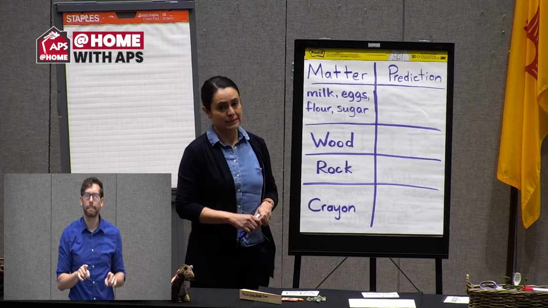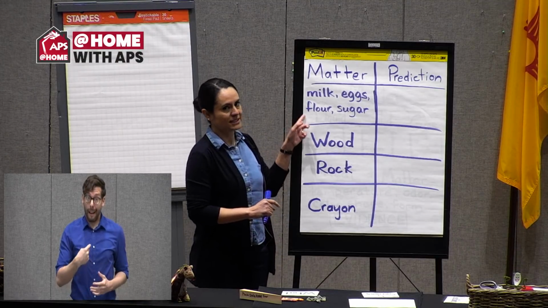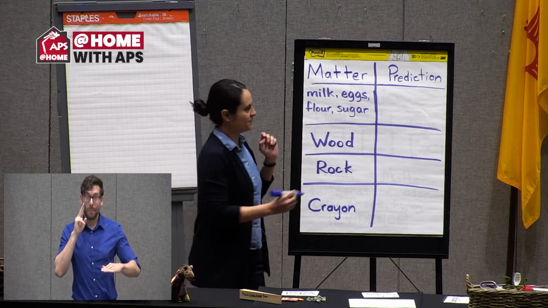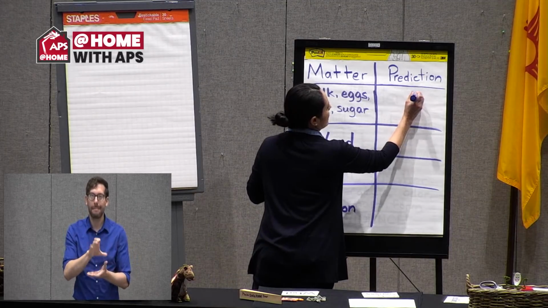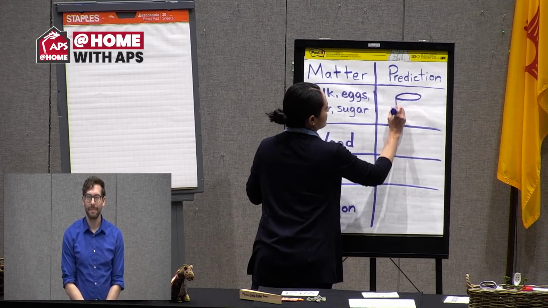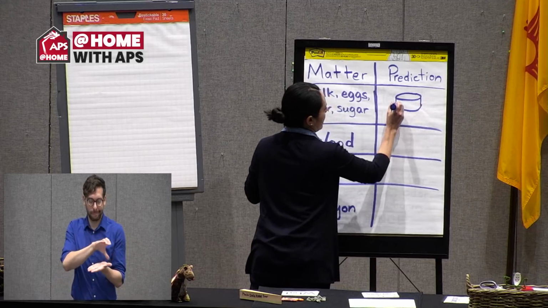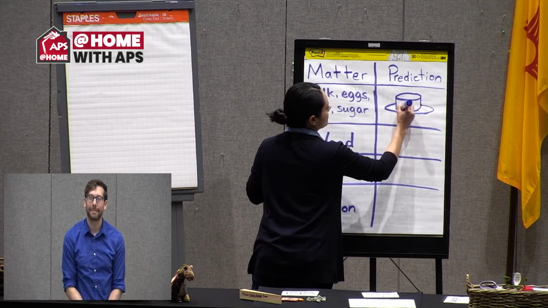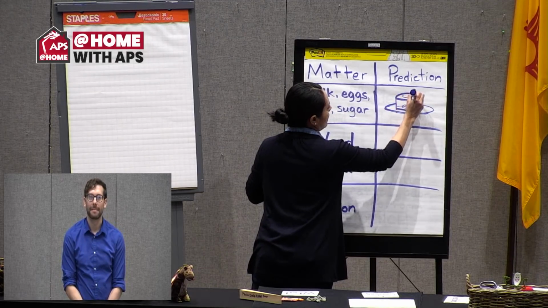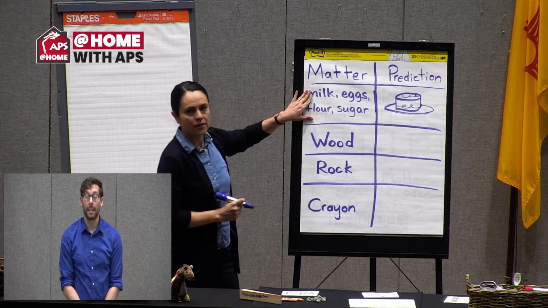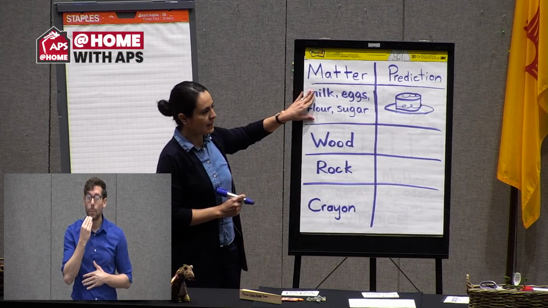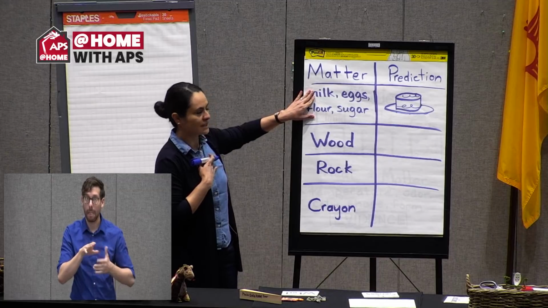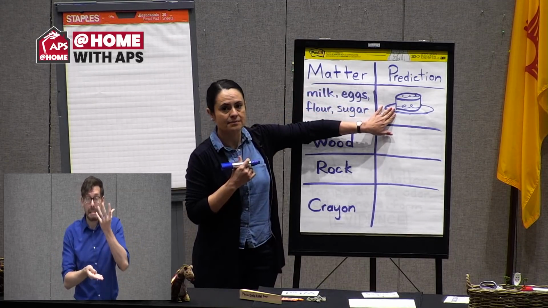Well, I'll tell you what I would like to get. I predict that I will get a cake. I'm going to draw a cake. If I mix these things together and put them in the oven and add heat to them, I predict and hope that I will get cake.